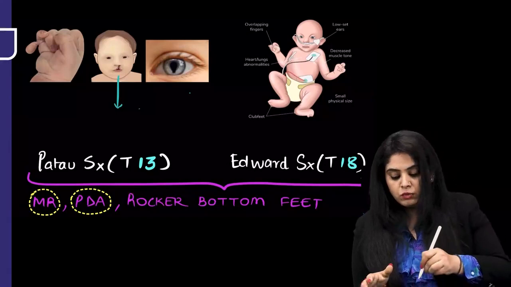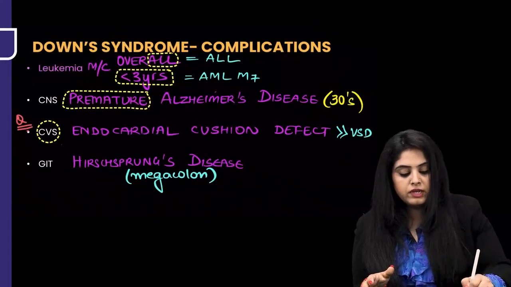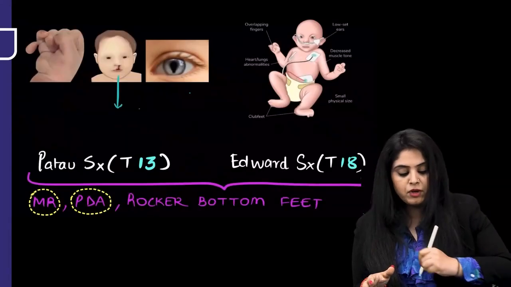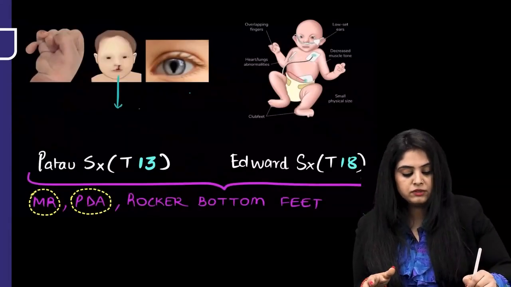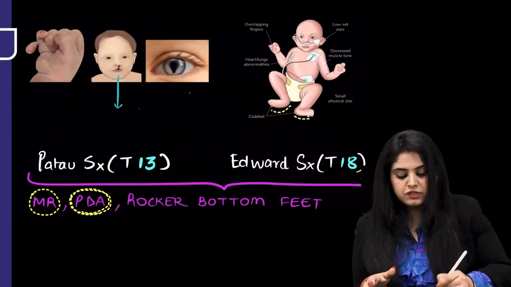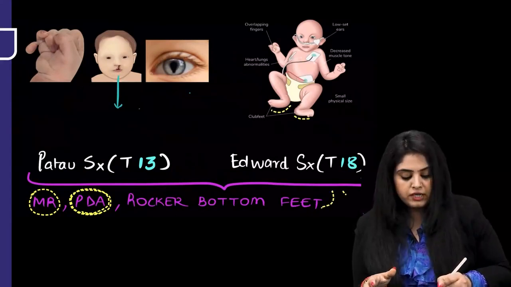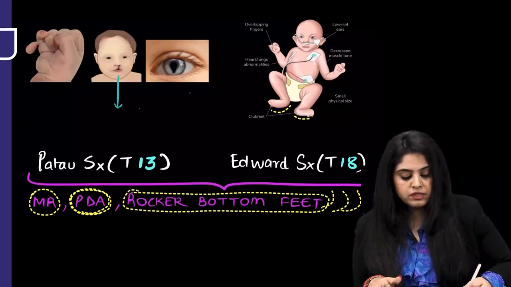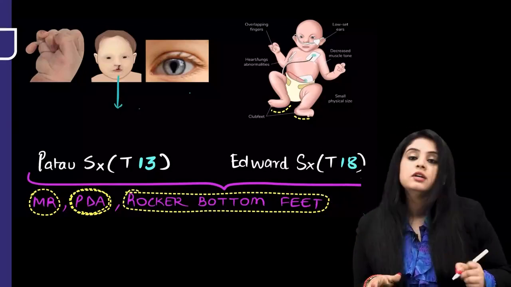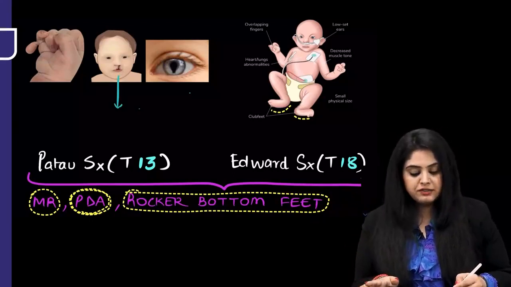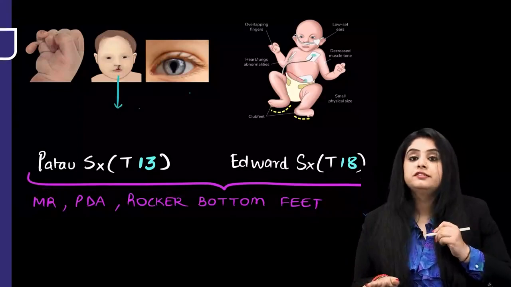Repeat with me. What was the cardiac abnormality that you saw in Down syndrome? It was endocardial cushion defect. What is the cardiac abnormality over here? It is going to be a case of patent ductus arteriosus. And what do you see in their feet? You will see convex feet like a rocking chair. All of you have seen that rocking chair. So they have something known as rocker bottom feet. Very, very important. So three things, PDA, MR and rocker bottom feet, are seen in both of these kids.